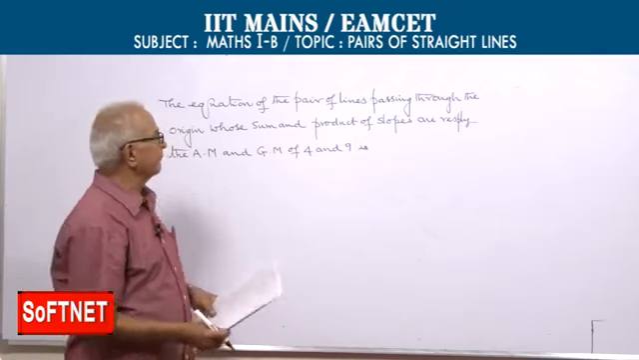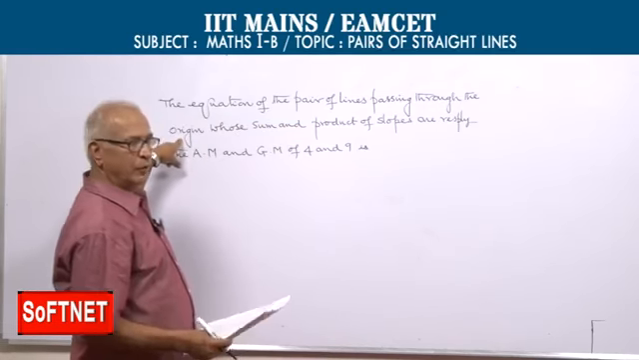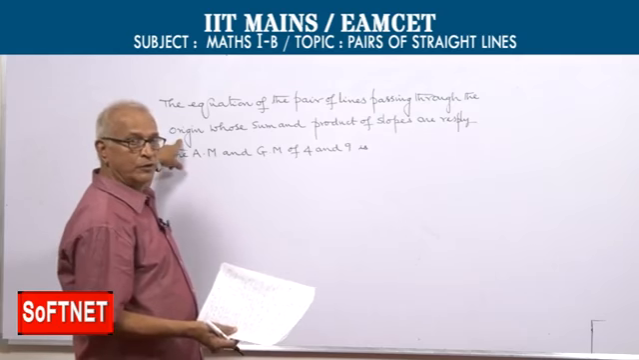2013 MSET paper. The equation of the pair of lines passing through the origin is a homogeneous equation, a second degree homogeneous equation in x and y.